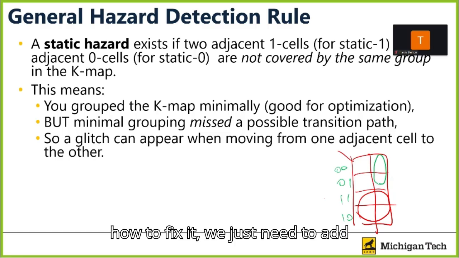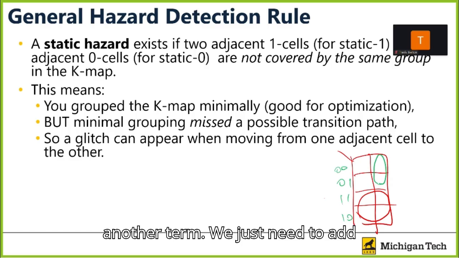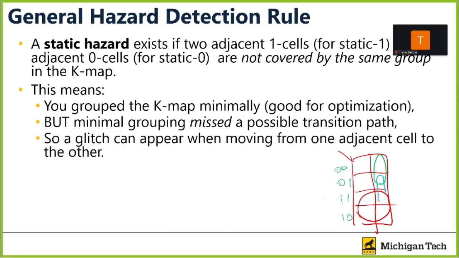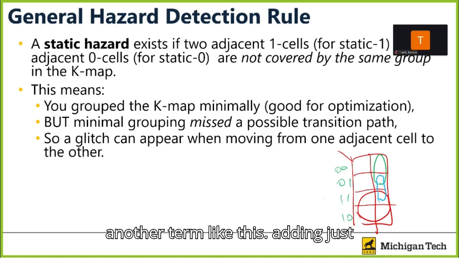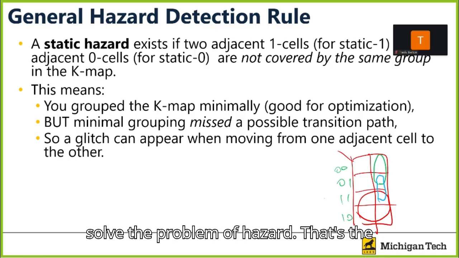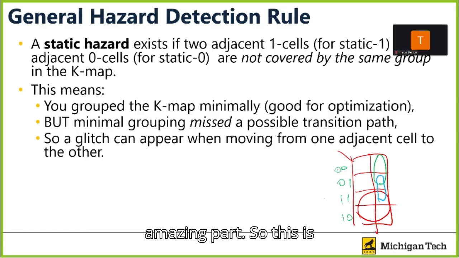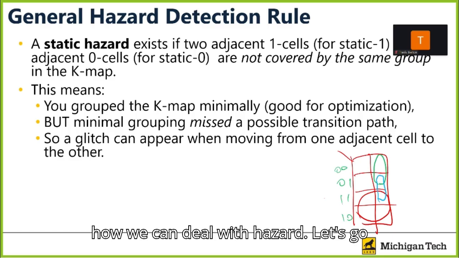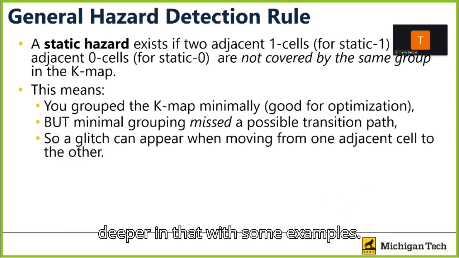Normally to fix it, we just need to add another term. We just add extra terms, not changing anything else. But this extra term, which later we call a consensus term, because it's like both agree on that, can solve the problem of hazard. That's the amazing part. So this is how we can deal with hazard. Let's go deeper on that with some examples.